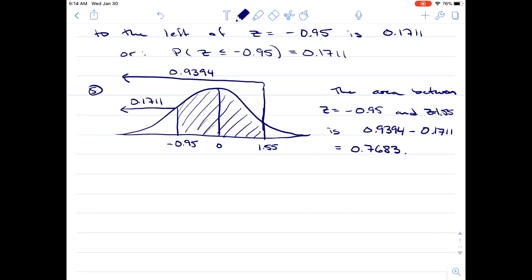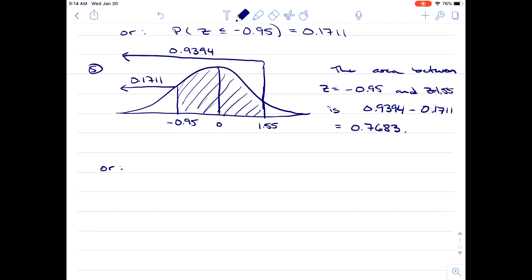So therefore, in probability notation, the probability that z is between negative 0.95 and 1.55 is 0.9394 minus 0.1711, which is 0.7683. Nice. So usually we talk in percentages, right? The proportion of boxes that weigh between 16.11 and 16.61 ounces is 76.83%, or 0.7683.